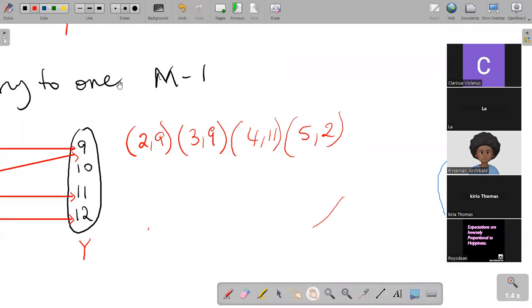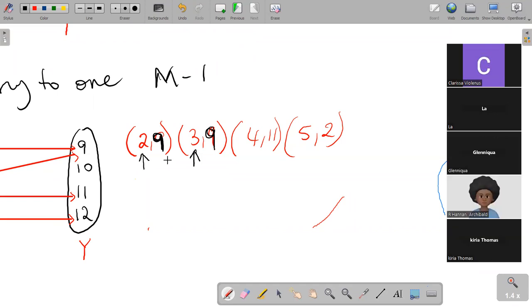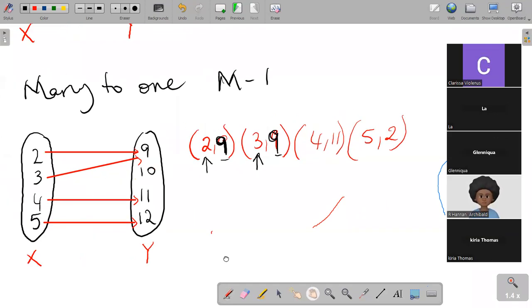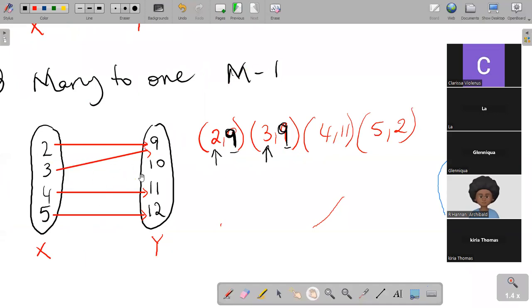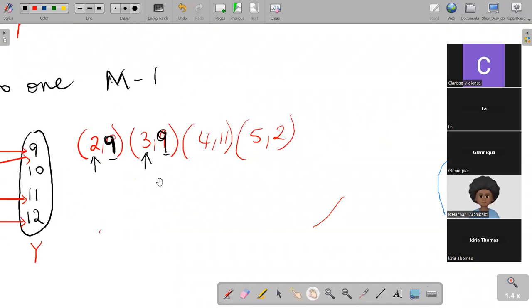Let's look at this one. What about this is special? Do you realize that you have two numbers going into a 9? Everybody see that? So this would be a many to one. You see how it makes sense? So you should be able to look at the diagram. Yes, that's an easy one to find. That is a many to one. But you have to be able to look at the ordered pairs and tell if it's a many to one. Everybody see what I'm showing you? If you got it, say got it.